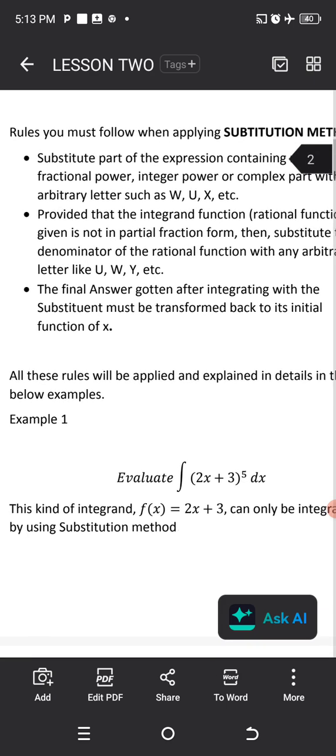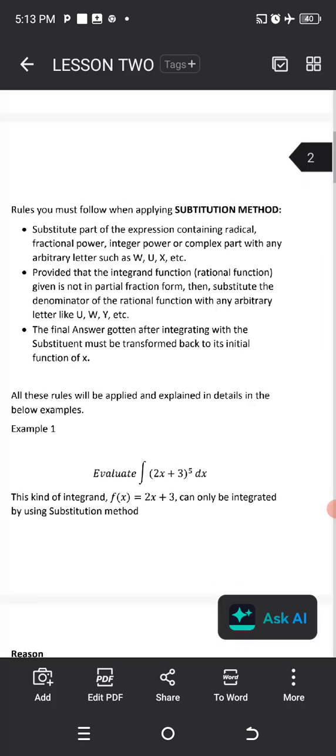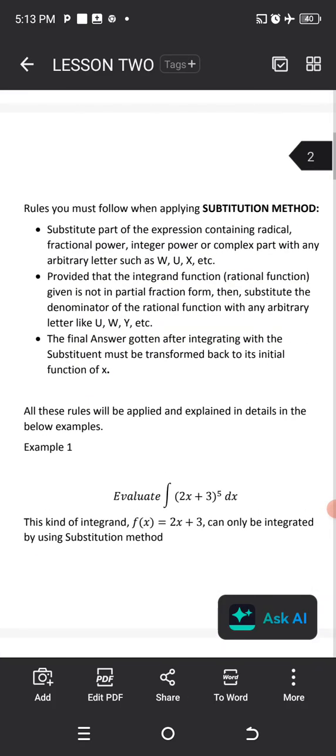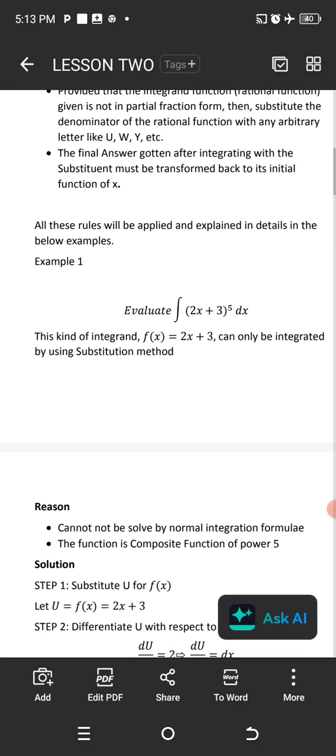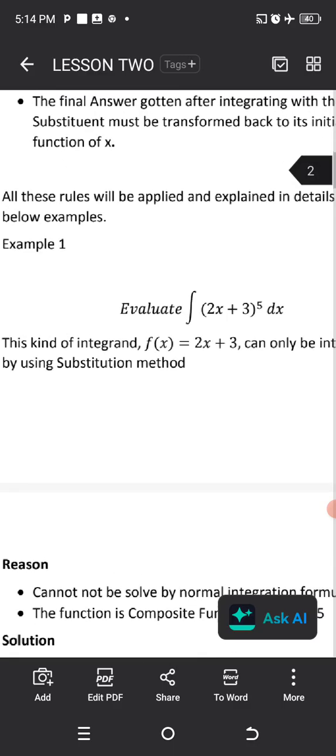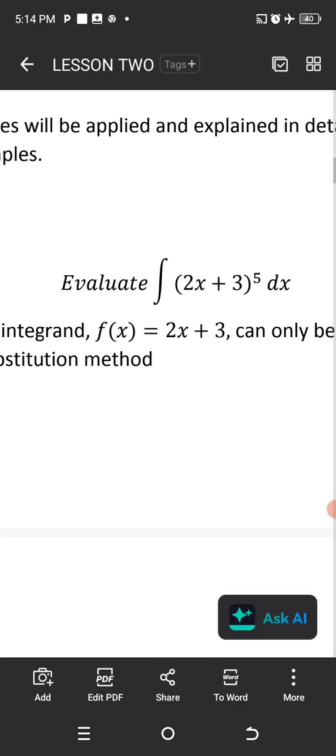So you are going to understand all this explanation as I'm giving it right now. Let's solve some examples. Example 1: evaluate the integral of (2x + 3) all raised to the power 5 dx. You can see that this kind of function is called a function of function.